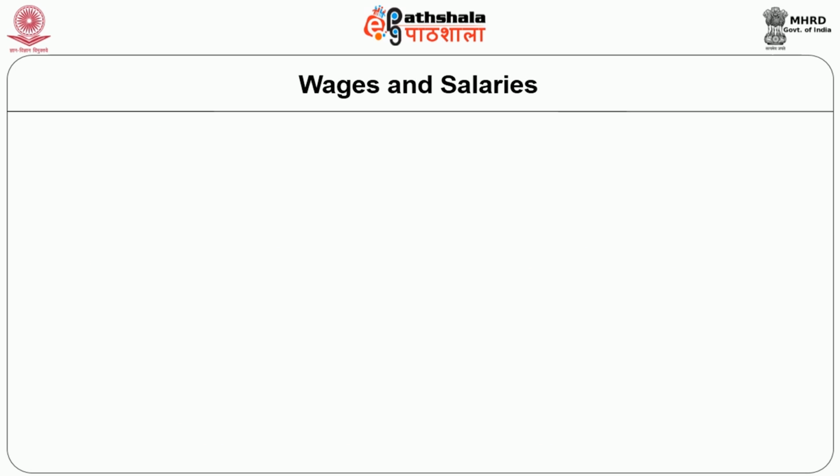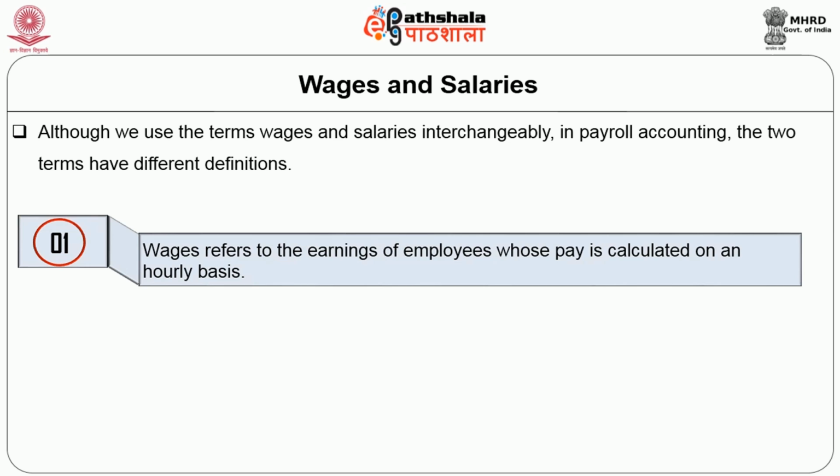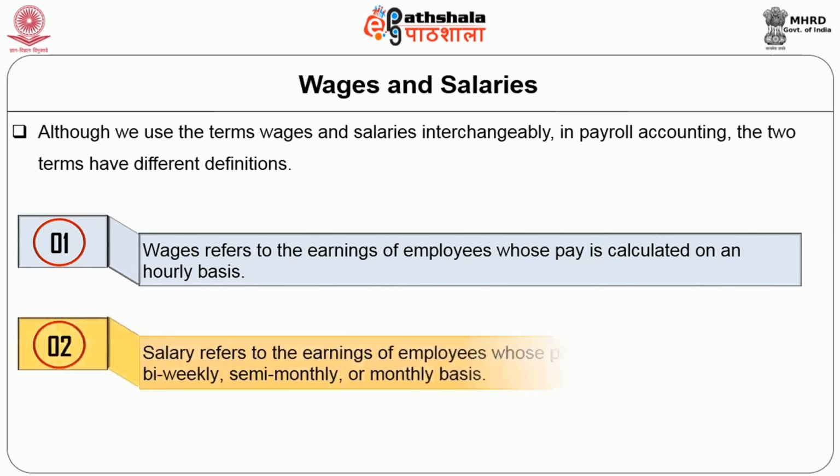Now, the different modes of compensation are: the basic one as monetary benefits is wages and salaries. Although we use the terms wages and salaries interchangeably in payroll accounting, the two terms have different definitions. Wage refers to the earnings of employees and is calculated on an hourly, daily or weekly basis and is given only when the work is available and is not permanent. Whereas salary refers to the earnings of the employee whose pay is calculated on a weekly, bi-weekly, semi-monthly or monthly basis and is permanent for the employee.